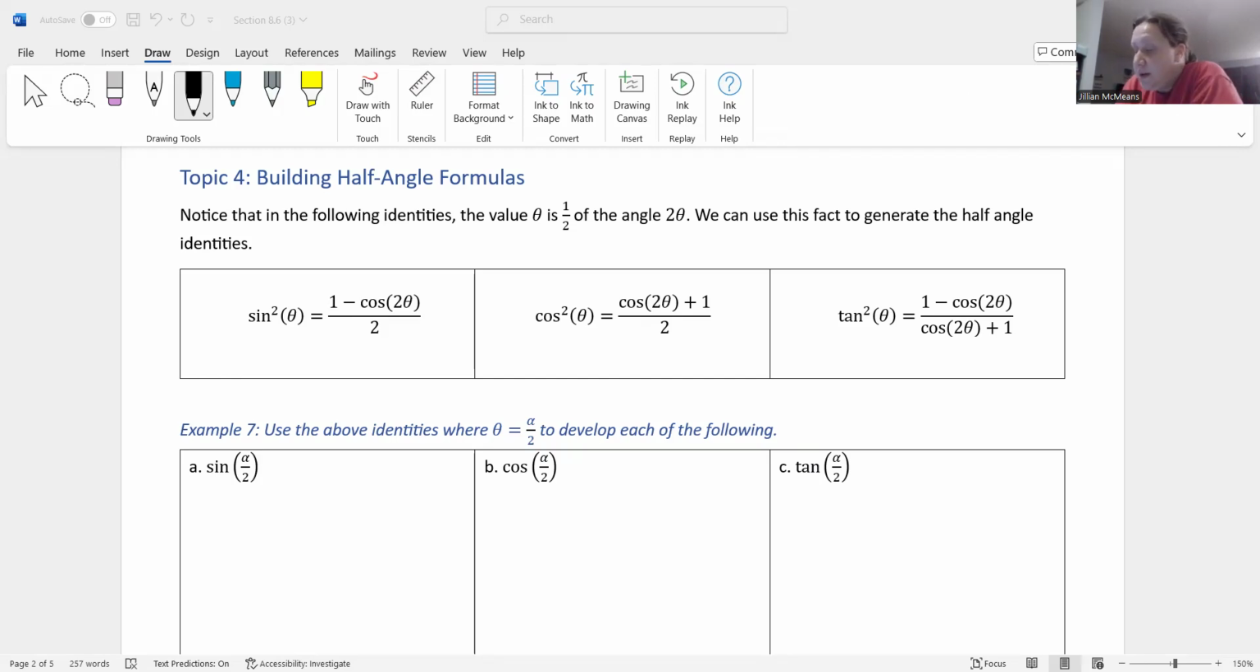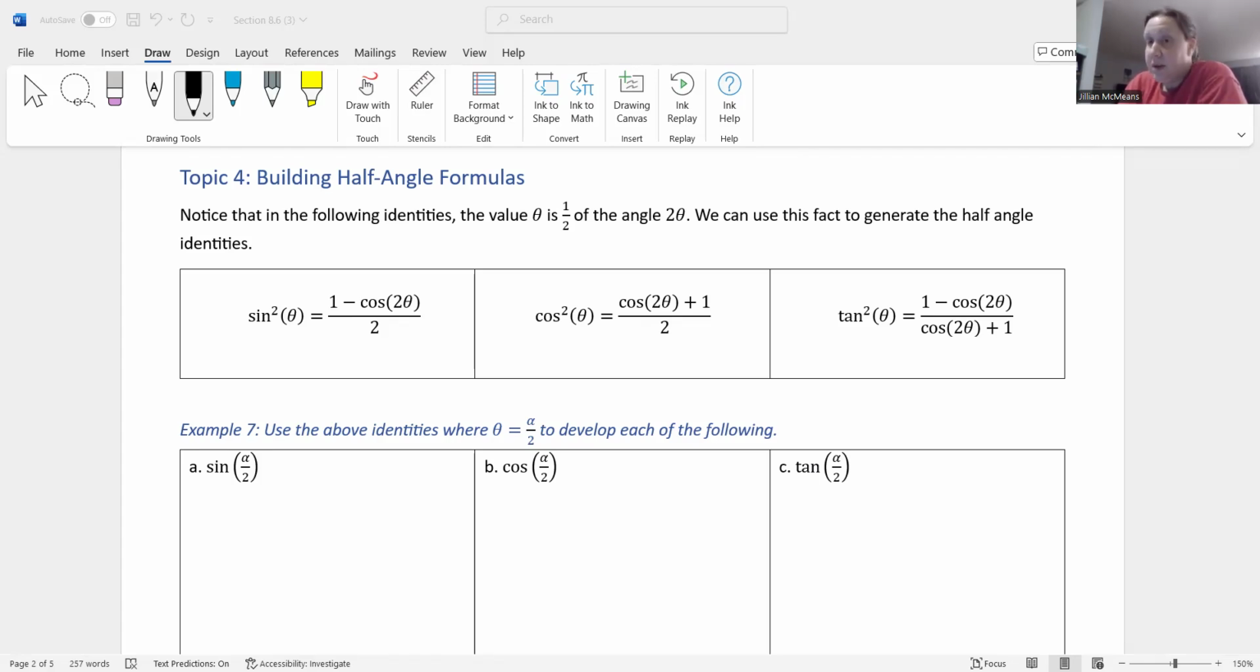We know that sine squared theta equals 1 minus cosine of 2 theta, all divided by 2. Cosine squared theta equals cosine of 2 theta plus 1, all over 2. And then tangent squared theta equals 1 minus cosine of 2 theta, all over cosine of 2 theta plus 1.